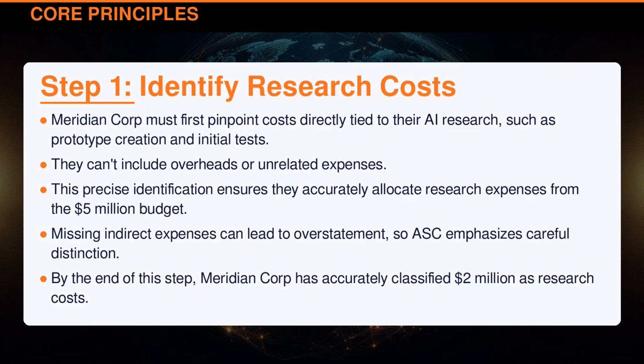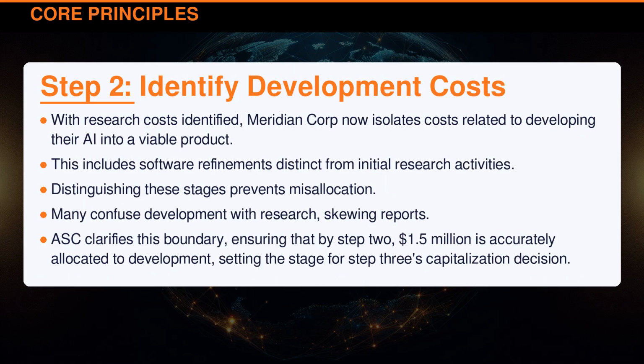By the end of this step, Meridian Corporation has accurately classified $2 million as research costs. With research costs identified, Meridian Corporation now isolates costs related to developing their AI into a viable product. This includes software refinements distinct from initial research activities.